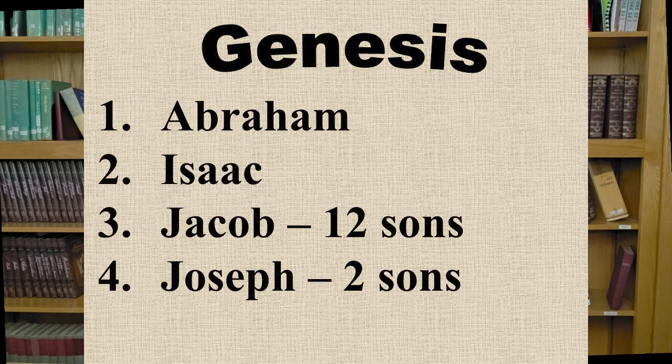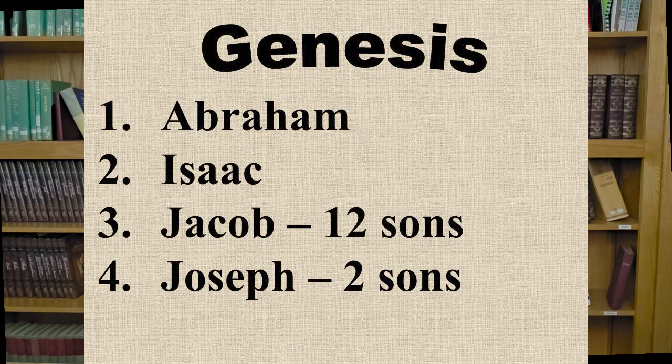The next person we look at is Isaac, the child of promise to Abraham and Sarah. He would have two sons, Jacob and Esau. Jacob is one of the sons of Isaac and Rebekah, and he would go on to have 12 sons. He would also go on to wrestle with God, and God would change Jacob's name to Israel.